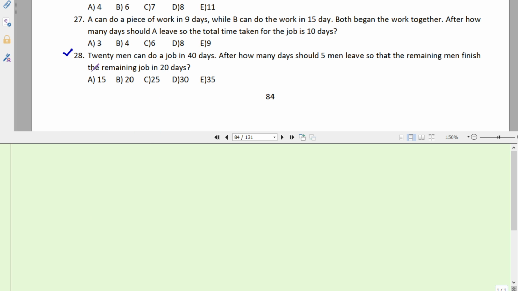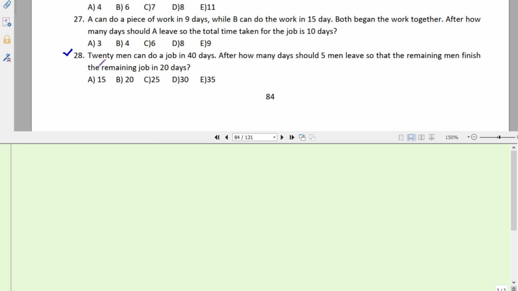Question number 28. 20 men can do a job in 40 days. After how many days should 5 men leave so that the remaining men finish the remaining job in 20 days? Remember we did this type of question in ratios and proportions. After some time, some people leave and the number of days increases, and sometimes more people come in and the number of days decreases. So if you forgot those things, you should go back to the ratios and proportions topic and watch it again, because otherwise you won't be able to understand this question so easily.